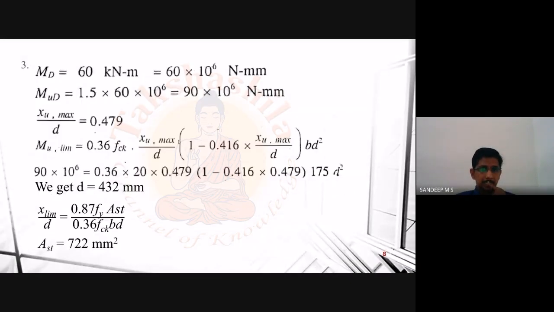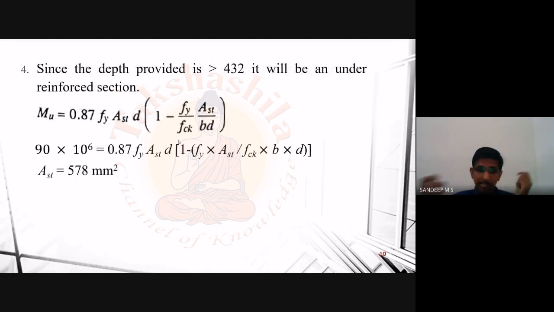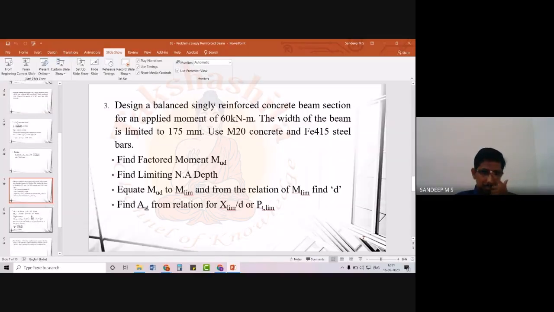In this case, you will get your AST as around 720 millimeters square. And as the fourth problem, you just write like this: please redesign the previous problem by taking an effective depth of 500 millimeters. In that case, you will be getting AST as 578 millimeter square. So that's it regarding this.